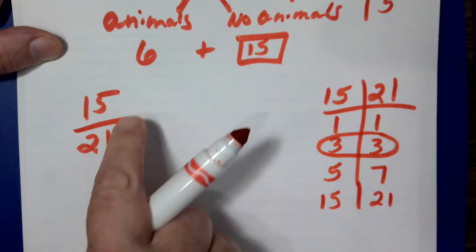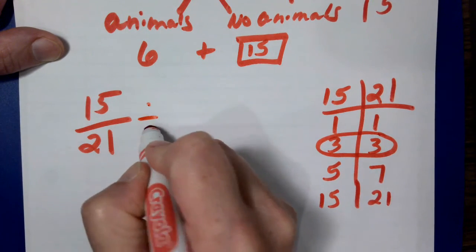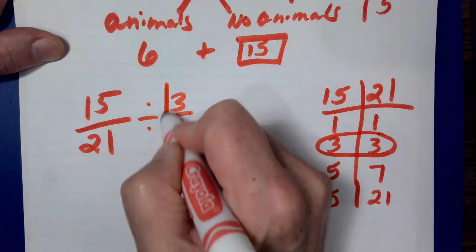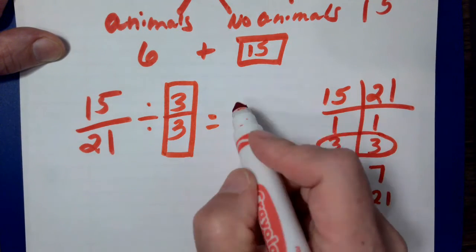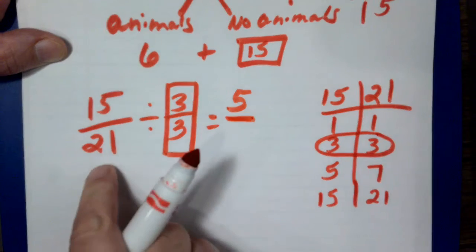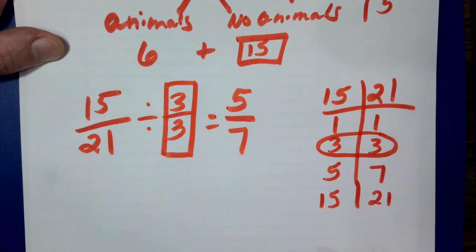So I'm going to go ahead and I'm going to divide 15/21 by 3 over 3 to simplify that fraction. So 15 divided by 3 is 5. 21 divided by 3 is 7. I know that 5 is a prime number. I know that 7 is a prime number, so I'm happy with this answer.